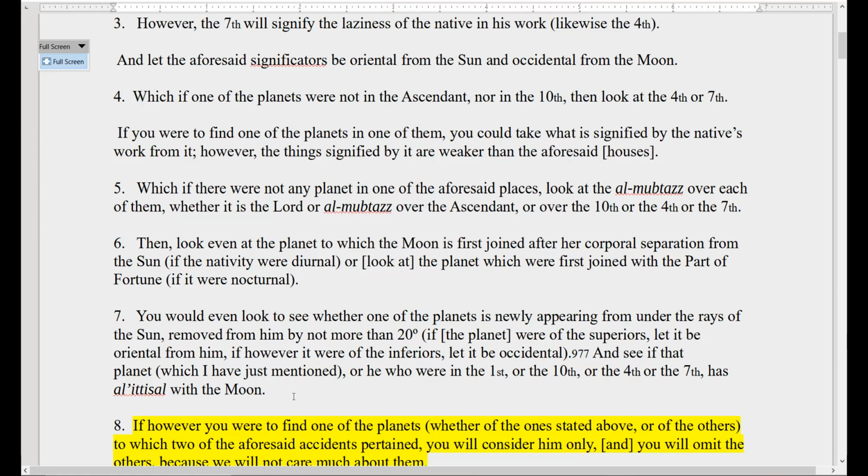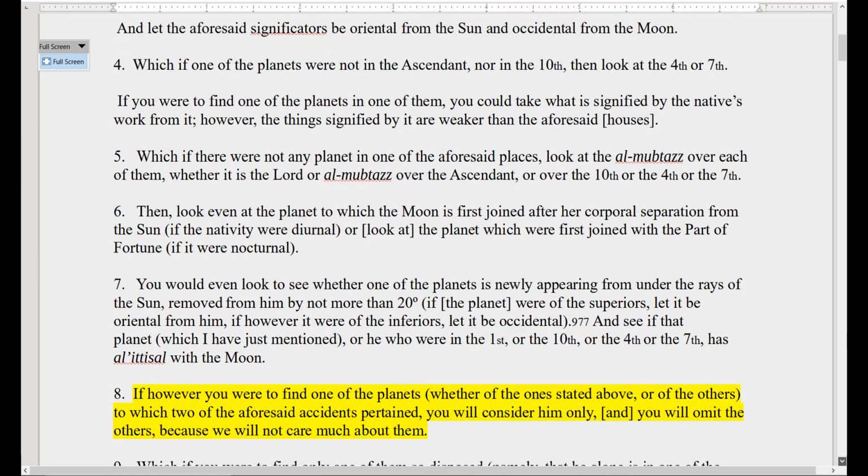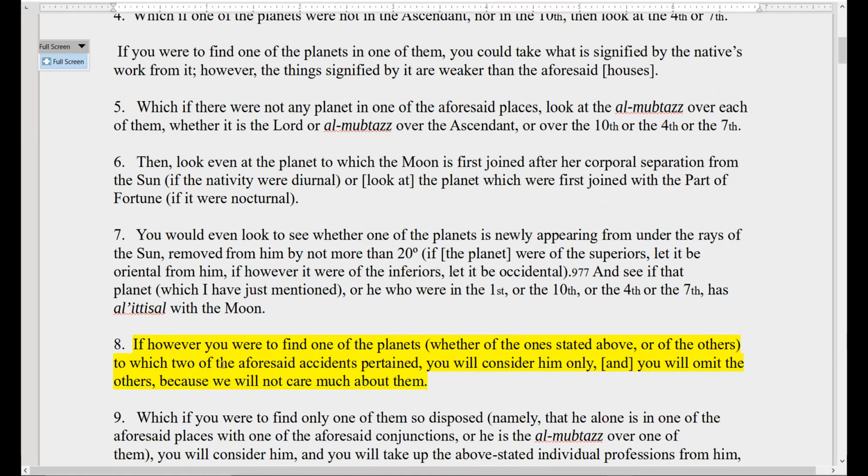So what we're looking at then is these first 3 segments, and you'll notice what they say after this is, if, however, you find one of the planets to which 2 of the aforesaid accidents pertained, you will consider him only. So in other words, if it's a planet in an angle, if there are no planets in an angle, the rulers of the angle, or a planet that the moon would have aspected first from the degree of the previous new moon or full moon by day, or that the part of fortune would reach first by night. So if it's a nocturnal chart.